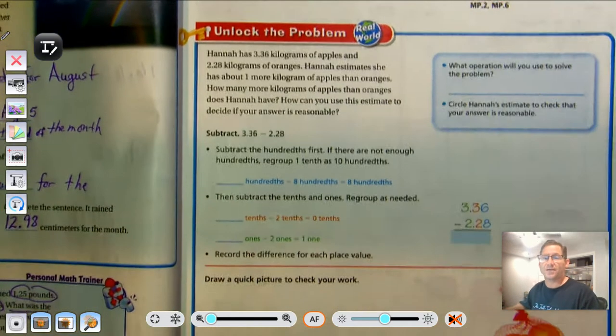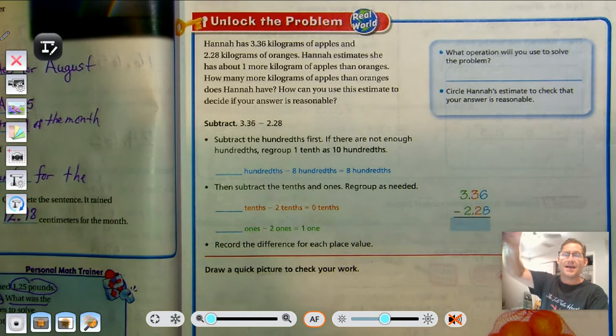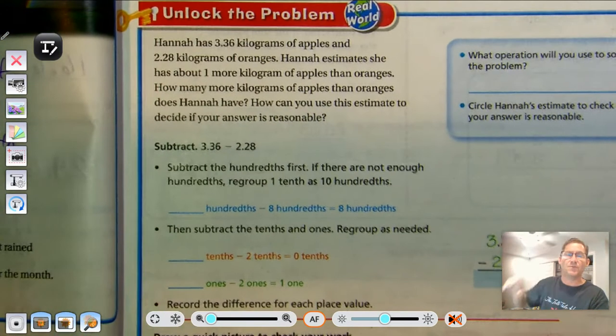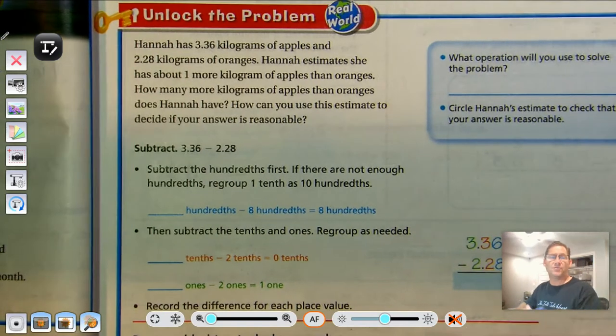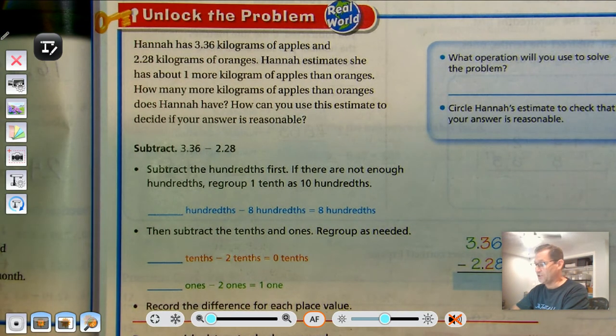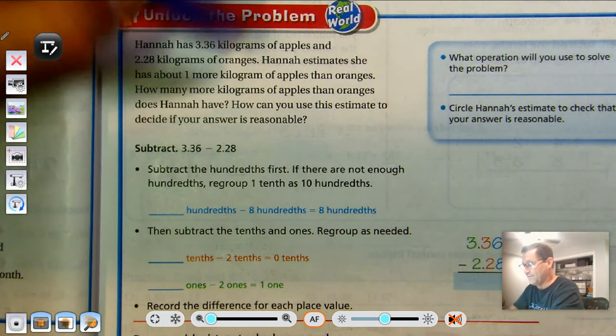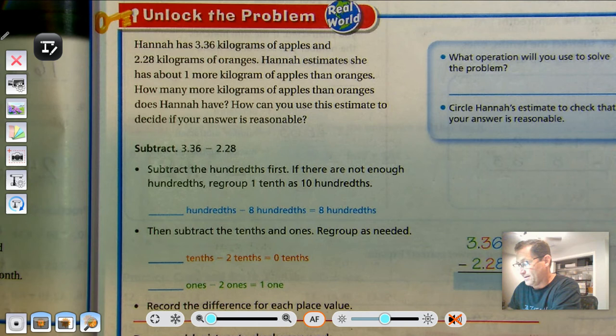All right, so let's look at the unlock the problem. Hannah has 3 and 36 hundredths kilograms of apples and 2 and 28 hundredths kilograms of oranges. Hannah estimates she has about 1 more kilogram of apples than oranges. How many more kilograms of apples than oranges does Hannah have? How can you use this estimate to decide if your answer is reasonable?